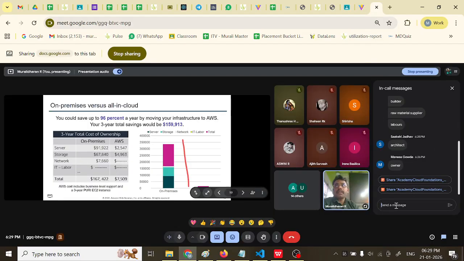The big companies who have 1,000 servers or 10,000 servers, to manage their infrastructure, they will move into cloud, right?